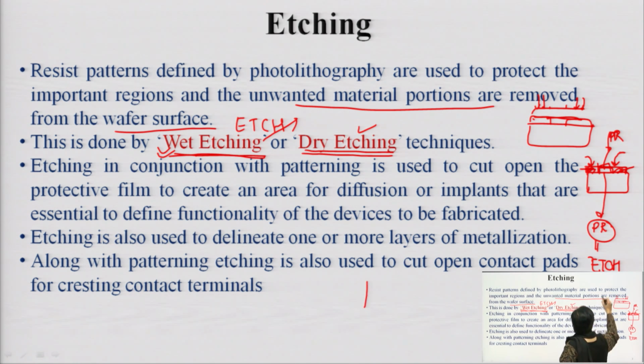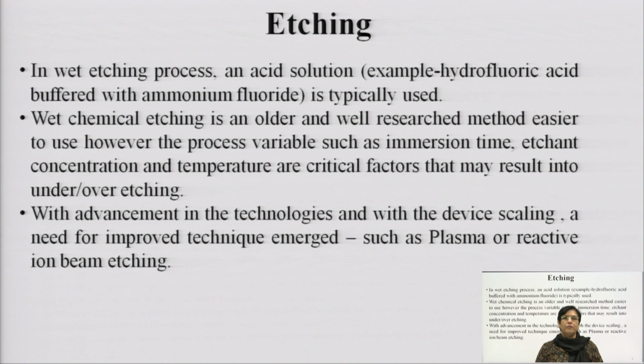For example, in your MOSFETs, you already have source and drain diffusion areas, and you have a silicon dioxide layer. If you want to cut open this particular area and establish the contact, then for contact pads also you need to pierce or penetrate through this oxide layer and establish the metal contact with the heavily doped diffusion region, and that job is also done using etching.